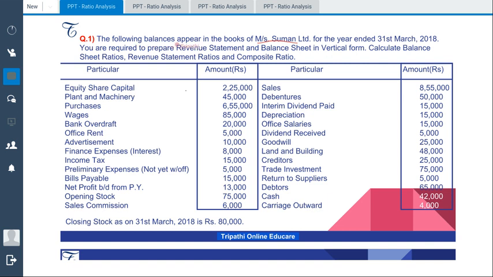The following balances appear in the books of Mrs. Suman Limited for the year ended 31st March 2018. You are required to prepare revenue statement and balance sheet in vertical form. Calculate balance sheet ratio, revenue statement ratio, and composite ratio.